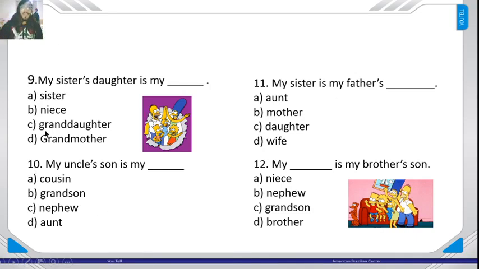So, put your attention on the question number 10. My uncle's son is my cousin, grandson, nephew, aunt. My uncle's son is my cousin, grandson, nephew, aunt.